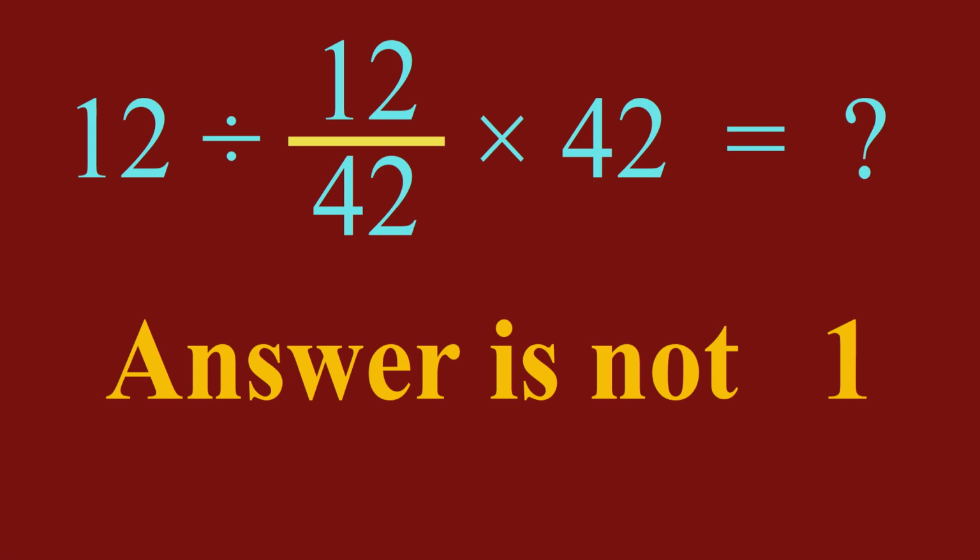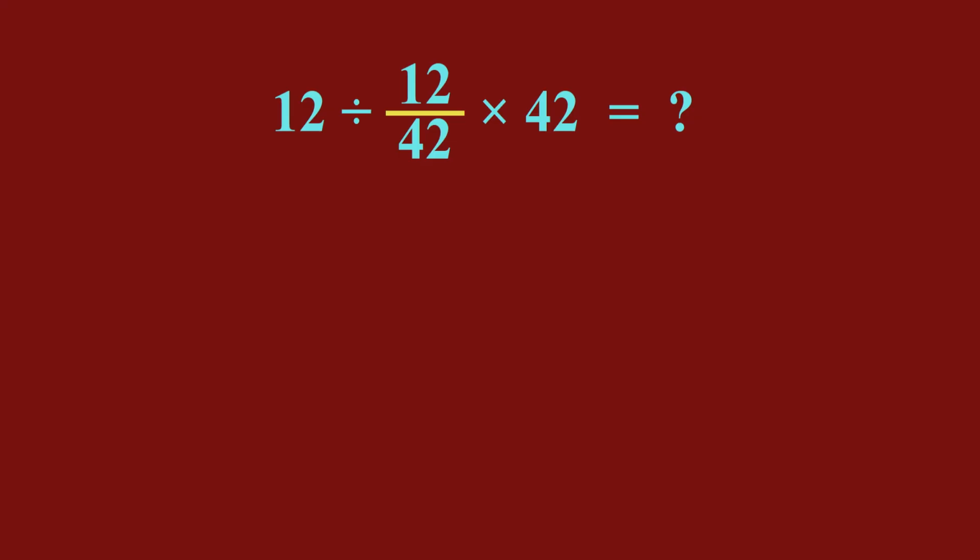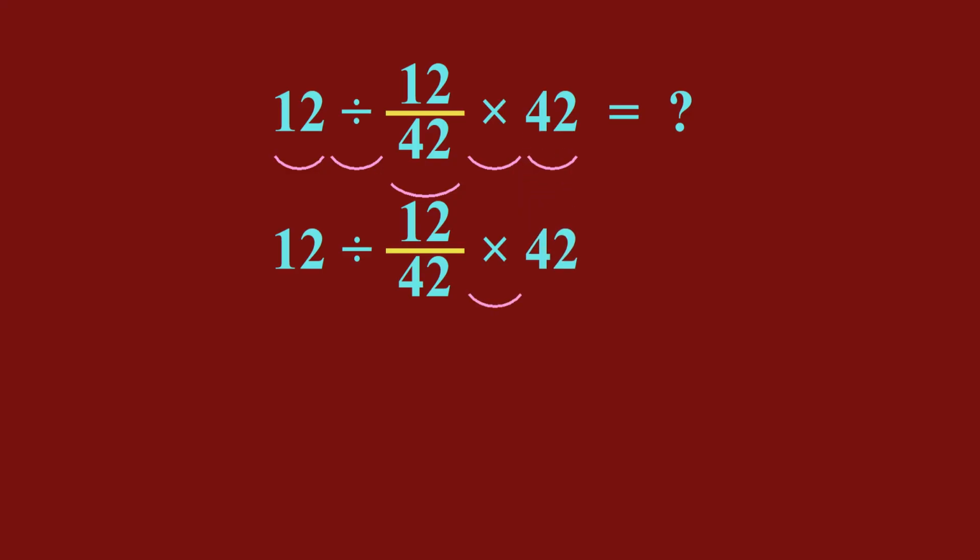In this story today, our goal is to determine the numerical value of this statement: 12 divided by 12 over 42, then times 42. First we do this multiplication, 12 over 42 times 42. We can easily cancel this 42 and this 42. So here we have this 12 only, and 12 divided by 12 equals 1.